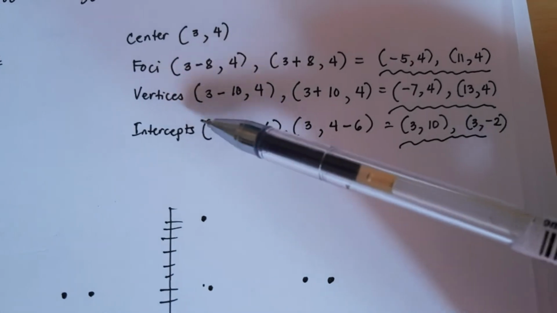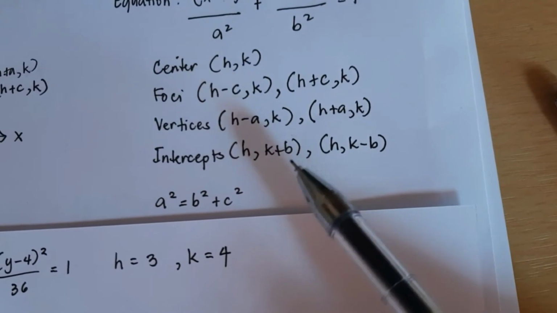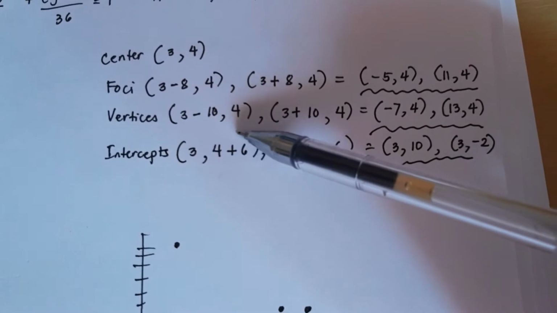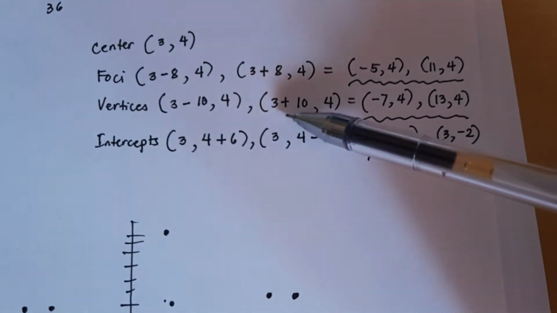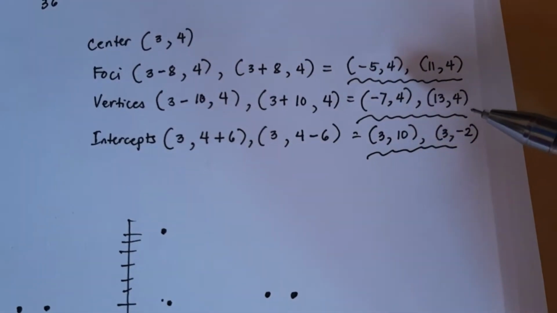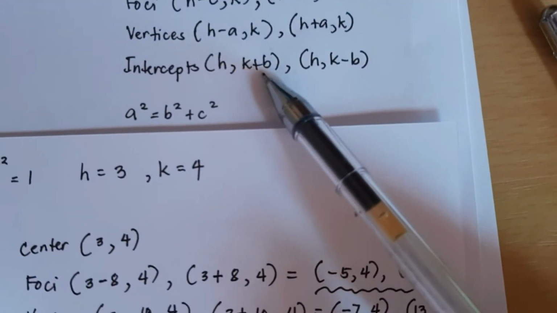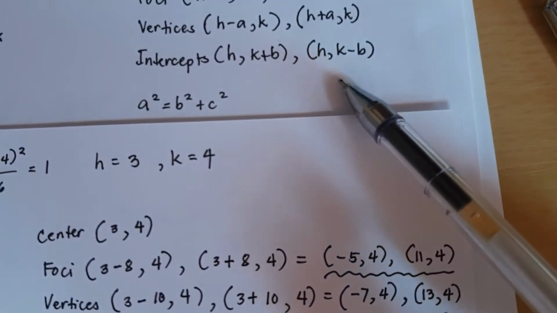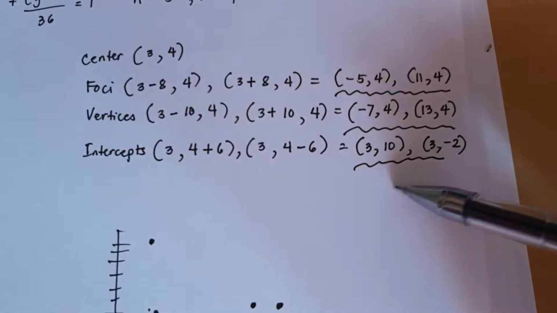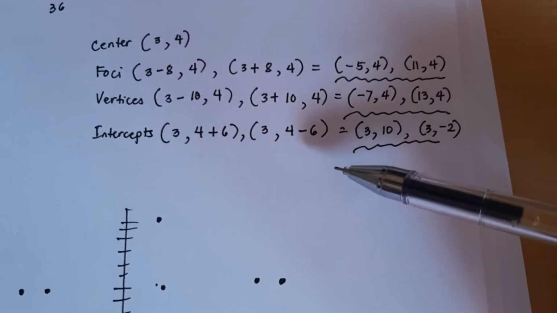And then, vertices is at, ito, sabi, H minus A, comma, K, and H plus A, comma, K. So, that would be 3 minus 10, comma, 4, and 3 plus 10, comma, 4. So, 3 minus 10 is negative 7. 3 plus 10 is positive 13. Intercepts is at H, comma, K plus B, and H, comma, K minus B. So, that would be 3 and 10. And then 3 and negative 2. So, that is 4 minus 6.